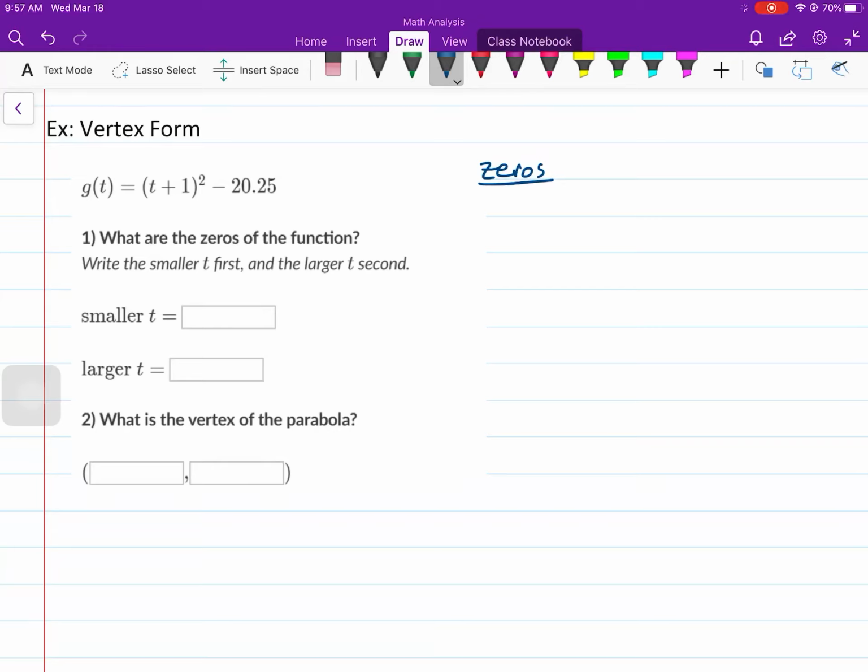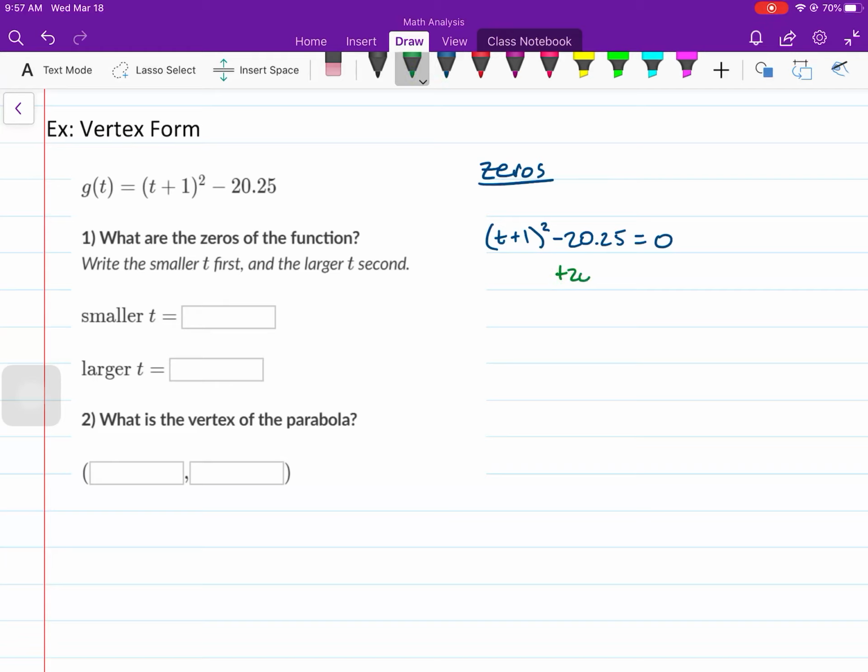Alright, so here we go, vertex form. Finding the zeros is probably the hardest thing you're going to have to do in this assignment. So we're going to start by taking our function and setting it equal to 0. So how do we solve that? We add the 20.25 to the other side.